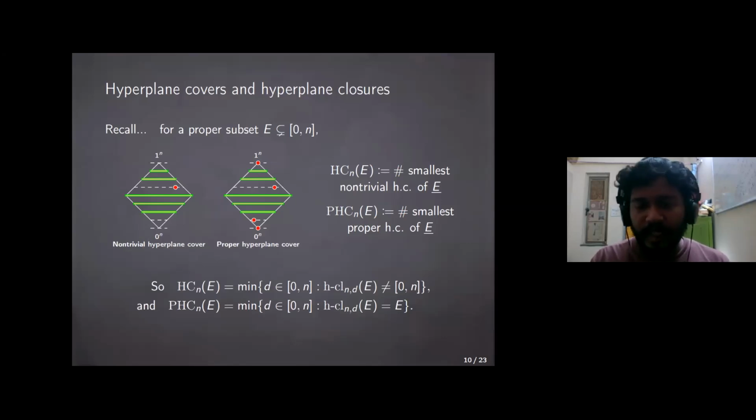And how do hyperplane closures connect with the numbers? This essentially follows by definition. So let us trace the definition of the covers that we have and convince ourselves that this is true.